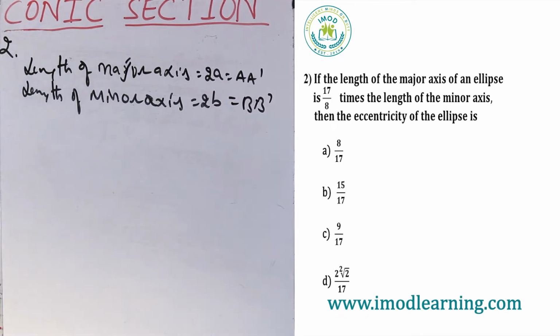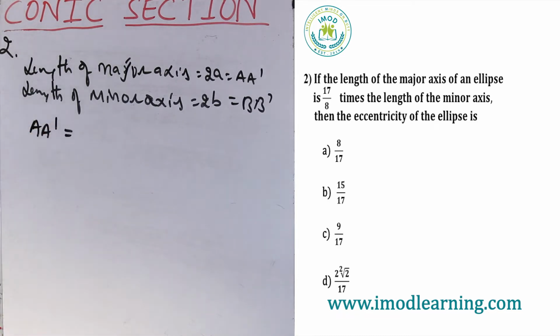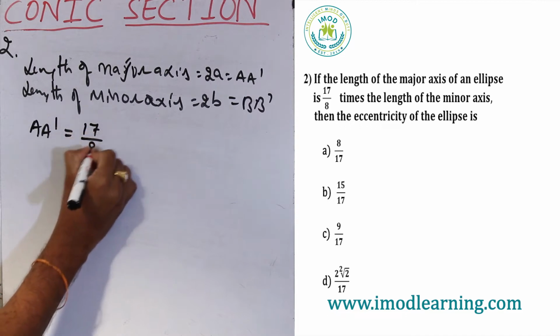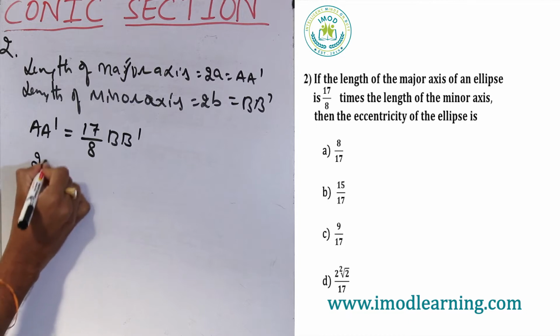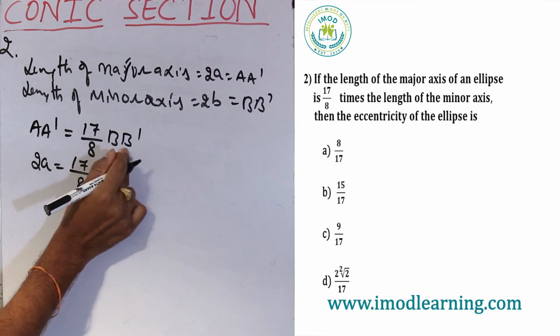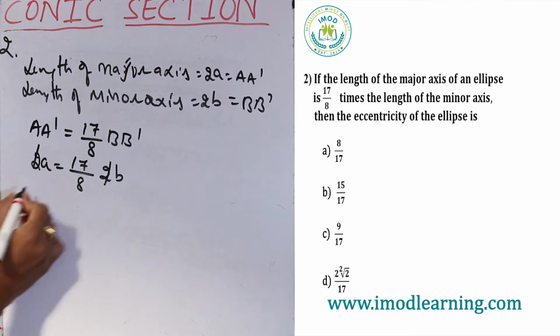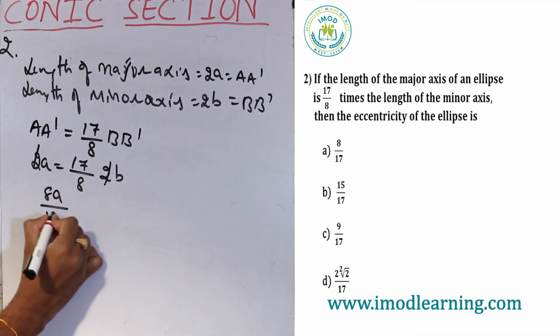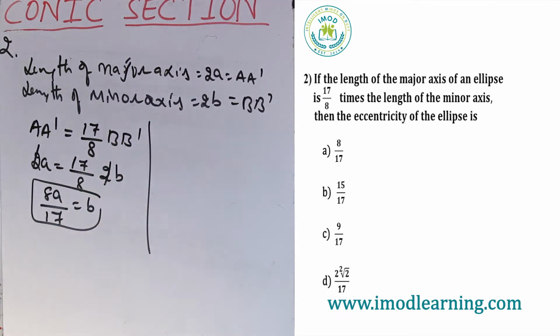As given, the length of the major axis, that means a into a dash, is equal to 17 by 8 times of the length of the minor axis b dash. a into a dash means 2a is equal to 17 by 8 times b into b dash, which means 2b. 2 gets cancelled. So the remaining part becomes 8a divided by 17 which is equal to b. Using these things you need to find out the value of eccentricity of the ellipse.